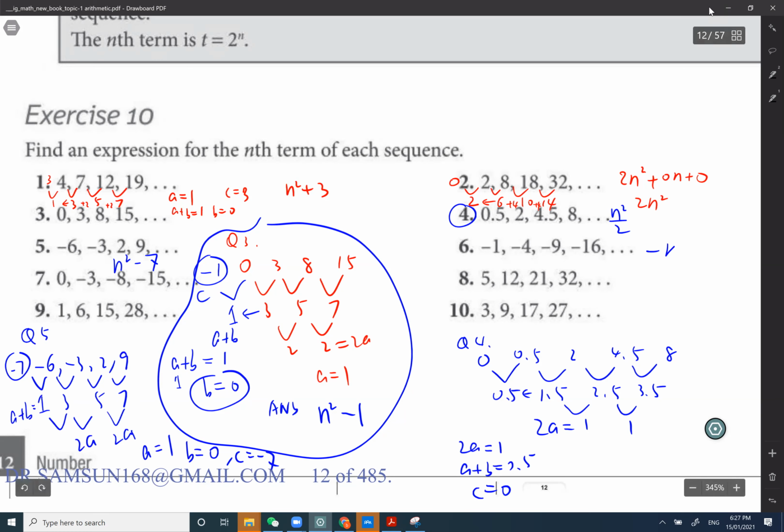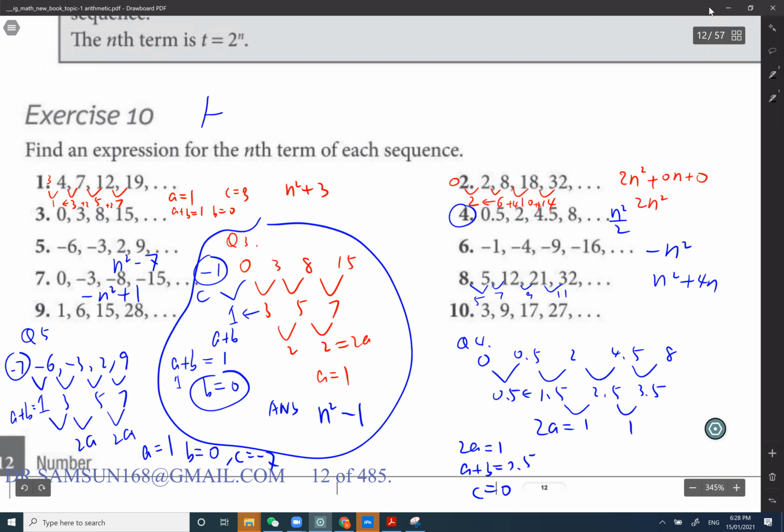Number 6, easy, minus n squared. Number 7 is minus n squared plus 1. Number 8, 7, 9, 11, n squared plus 4n. That's it. That's how we work this out.